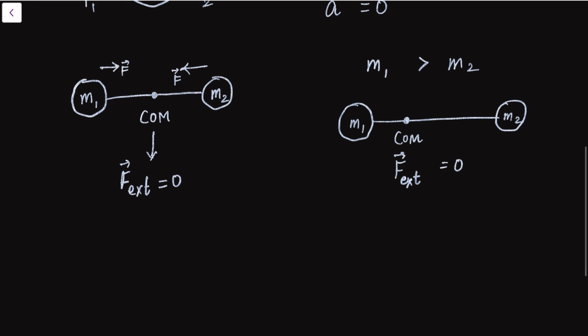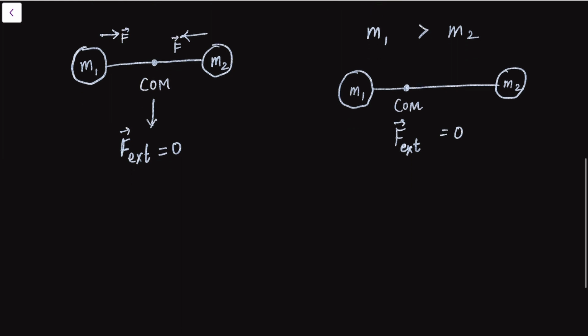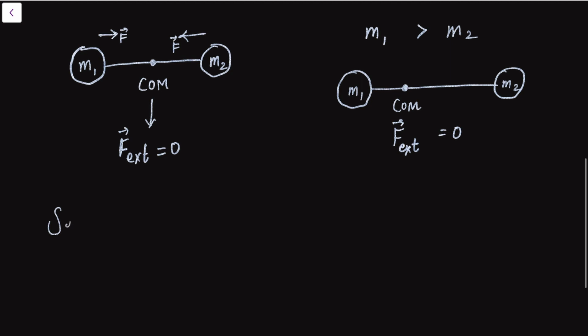Now, what will happen if the system consists of more than one particle? Then, in that case, Newton's law is collectively applied to the center of mass. I hope you understand the concept of the first law of motion. Now, coming to the second law of motion.